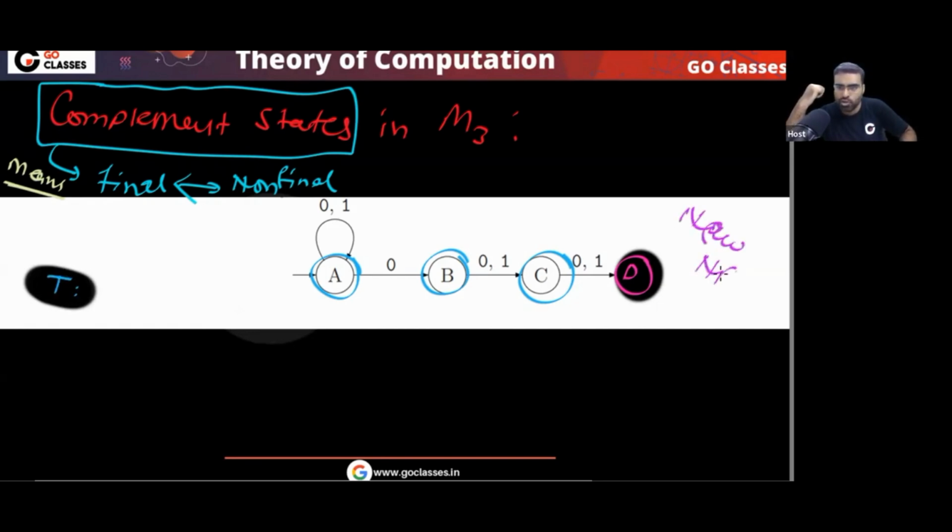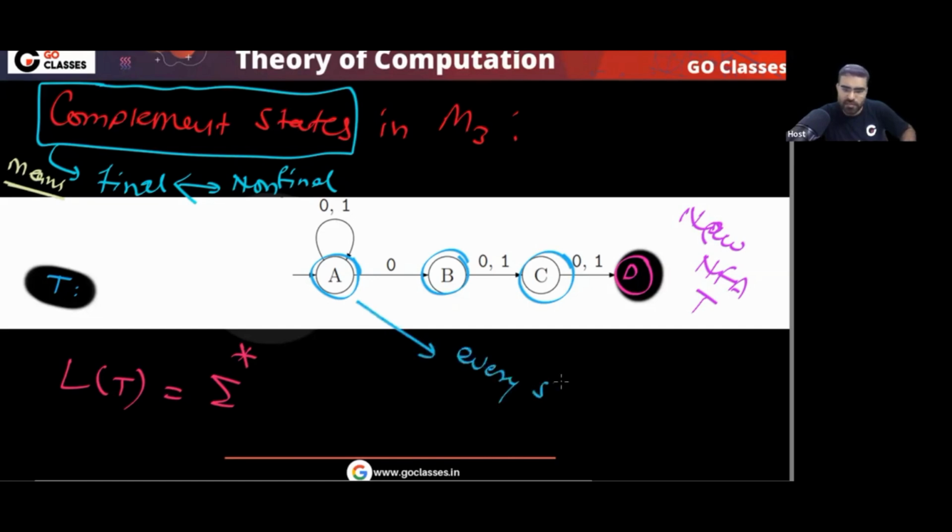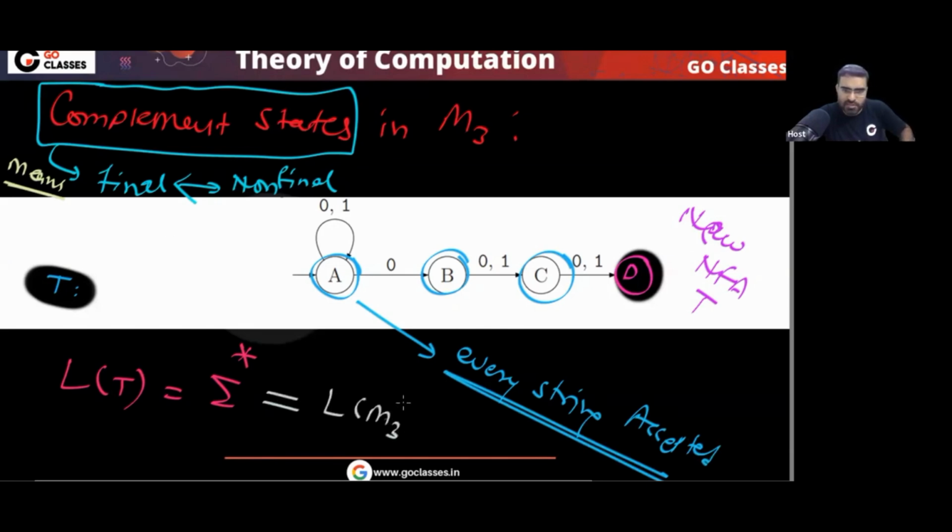What is the language of this new NFA T? Can anyone tell me what is the language? The language is sigma star. Actually, if you notice, every string is accepted. In this state, you can accept every string. So tell me, can I say this is the complement of M, the language of the previous NFA?